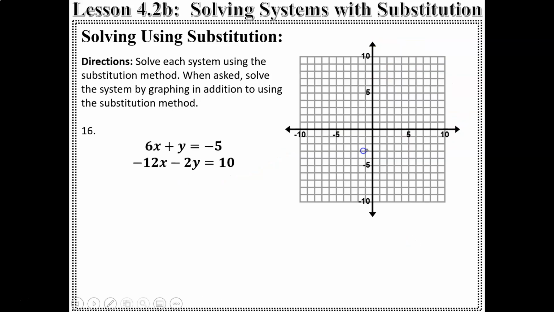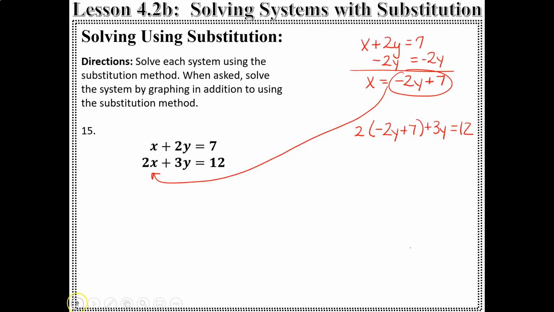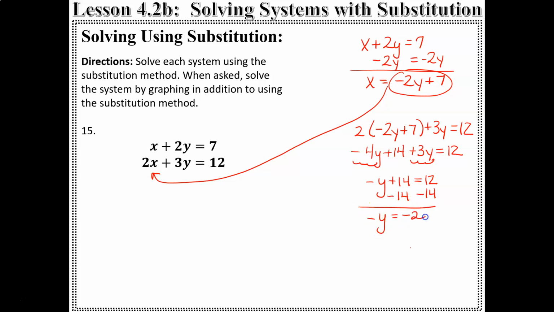So 2 times negative 2y is negative 4y. 2 times 7 is 14. Remember to distribute to both those terms in there. Now I'm going to combine negative 4y and 3y. So I have negative y plus 14 equals 12. Subtract 14. So I have negative y equals negative 2. Not quite done because I have to get that negative sign off the y. So y is 2.